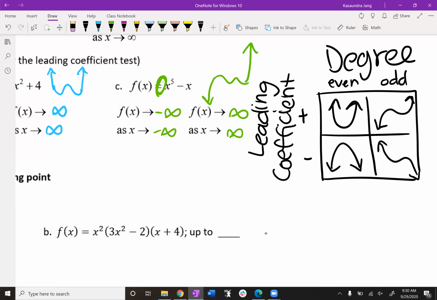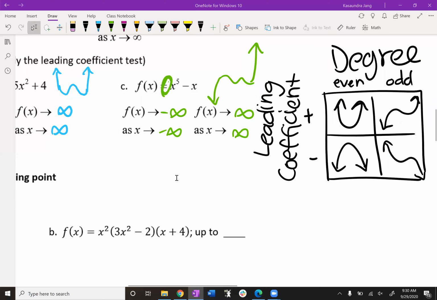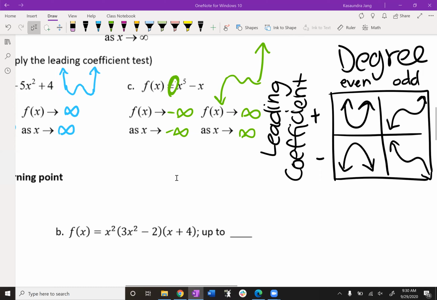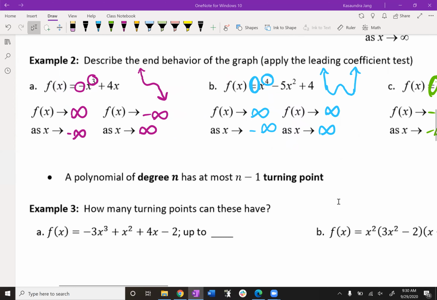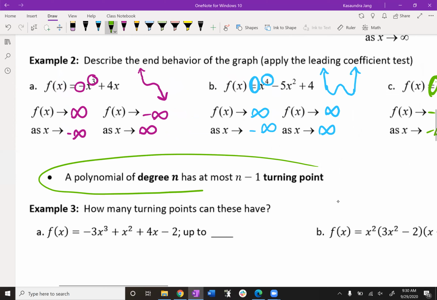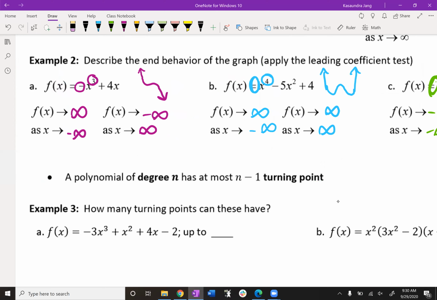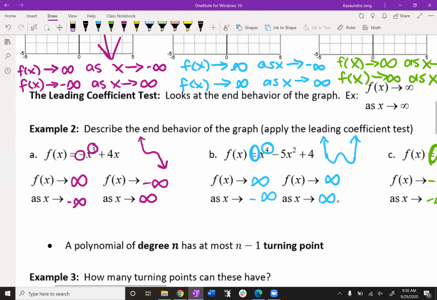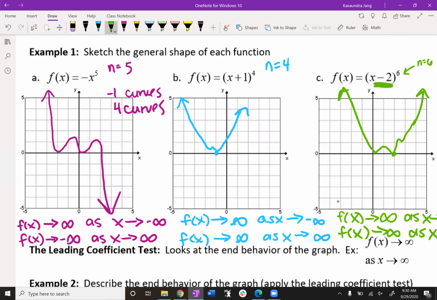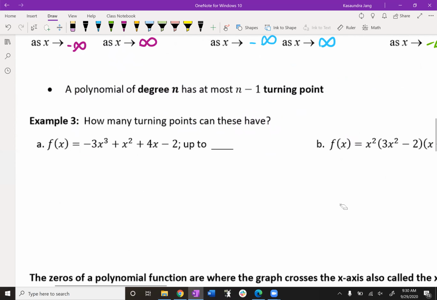All right, so let's see, did you guys get this? Got it written down? Okay. So we actually talked about this already. A polynomial of degree n has n minus 1 turning points. That's what we talked about up here: my degree was 5, so I had 4 curves, 4 turning points.